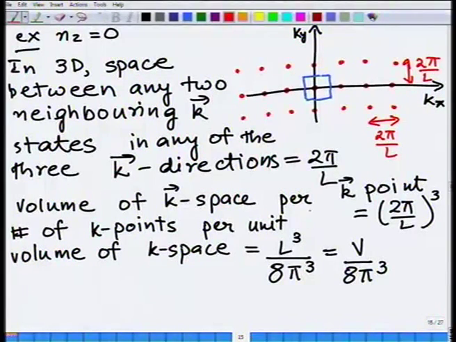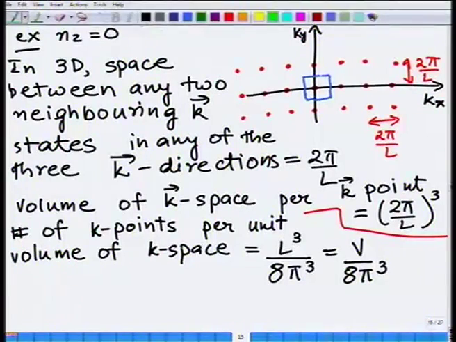Now, what have we done? We therefore now have a density of k points in k space. We have a density, right. Once I have a density of points, then if I take a large volume in the k space and sample over it, all I have to do is multiply with this density. And as we go along, we will see what we are talking about.